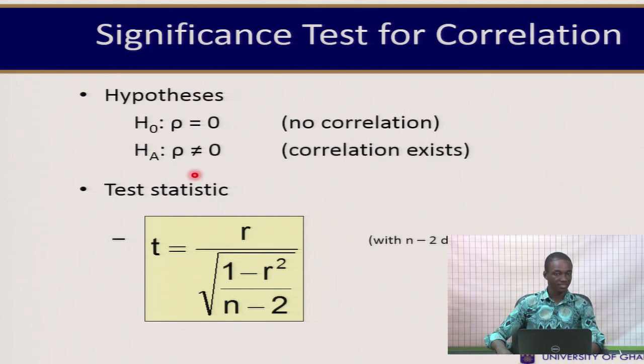We're going to have our test statistic, which is actually a t distribution, which is r over the square root of 1 minus r squared divided by n minus 2. And this is a t distribution with n minus 2 degrees of freedom.